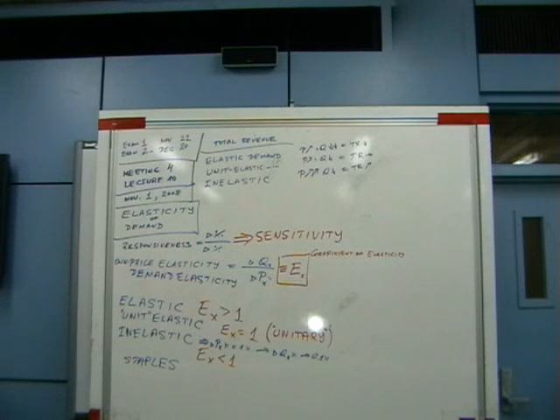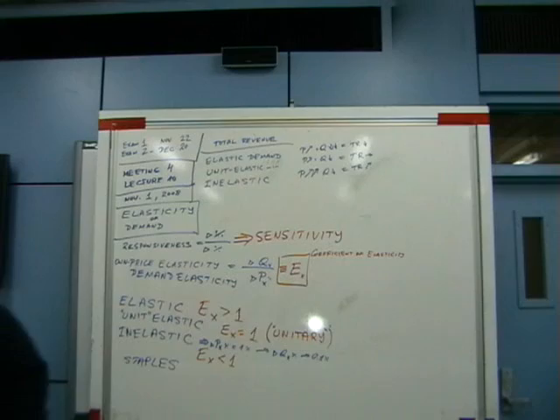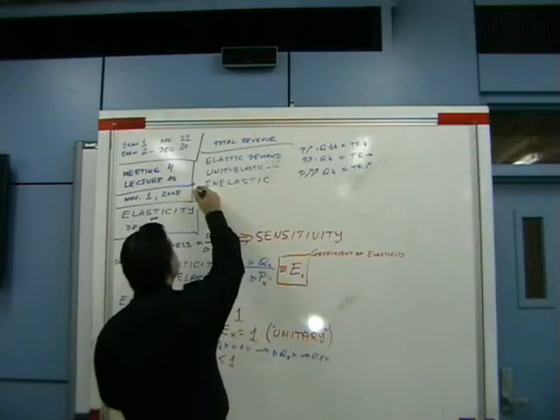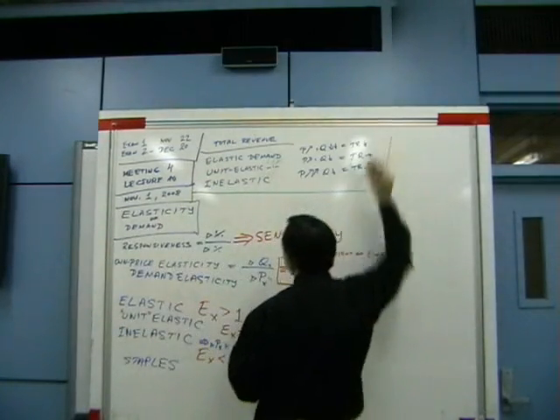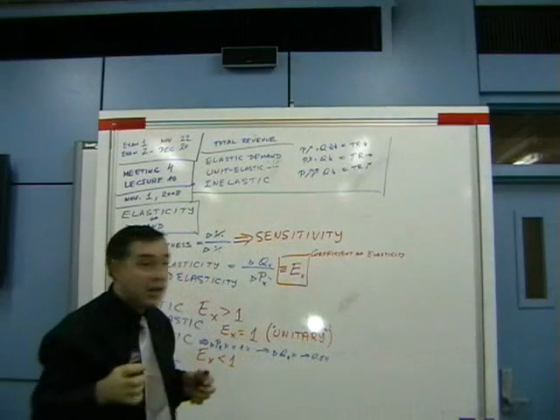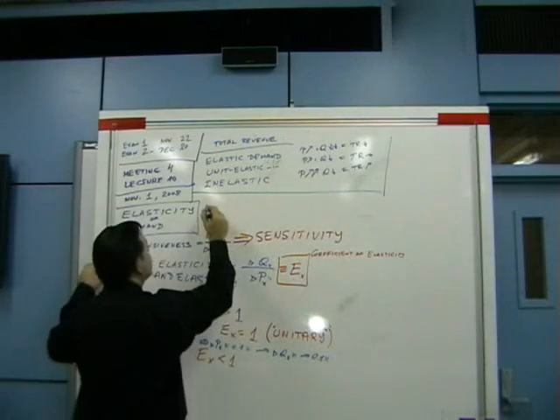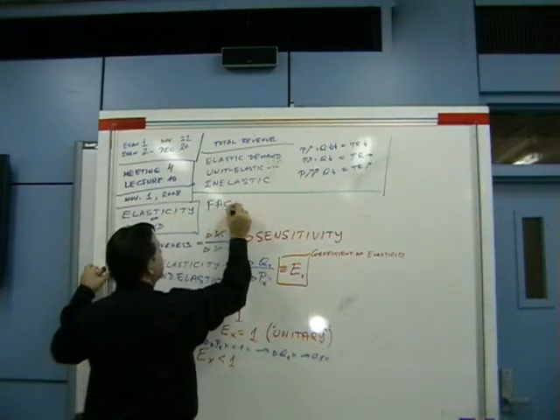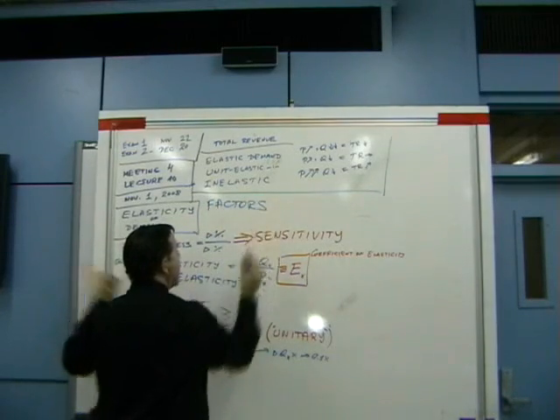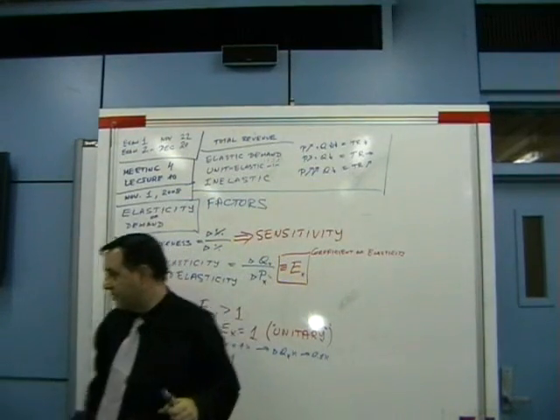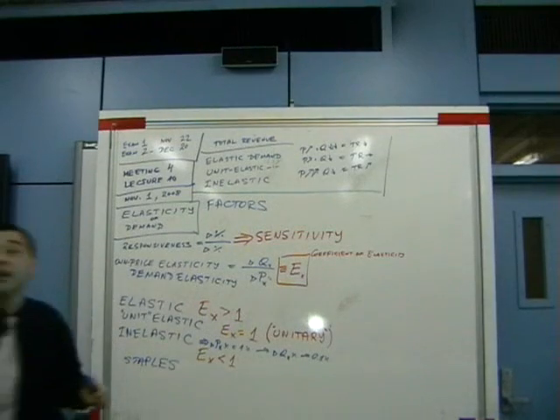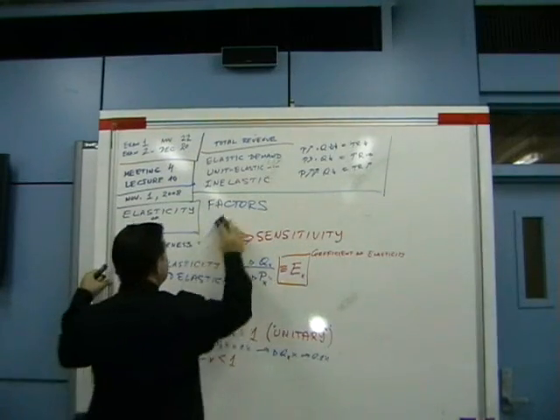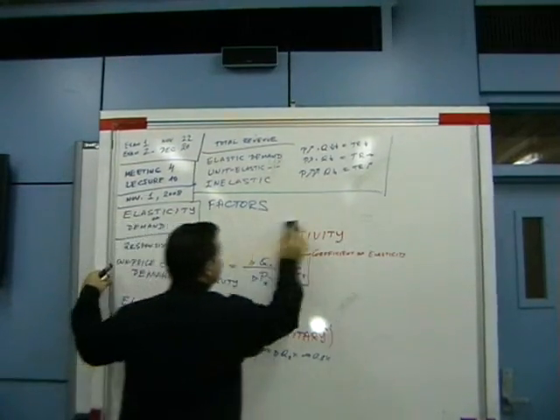Changing price and border, equilibrium, numerical examples. All right, so we move on to the more important section of factors affecting demand. Sorry, elasticity of demand, which is different.